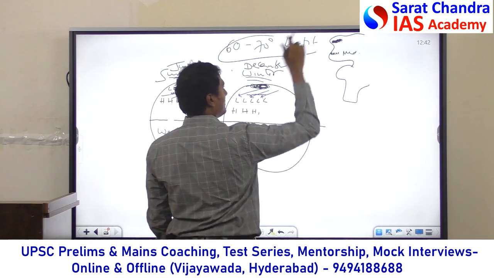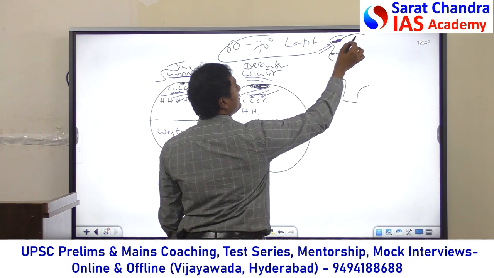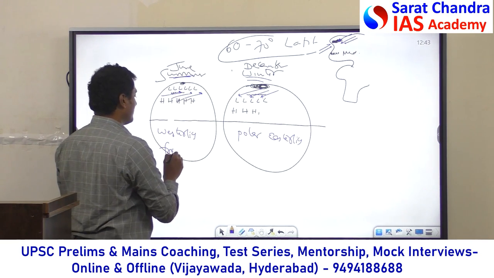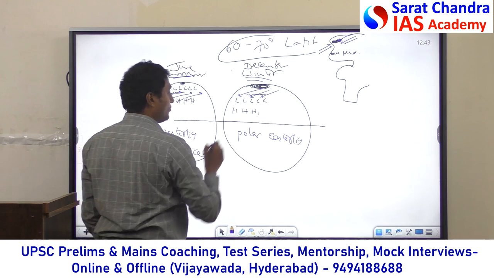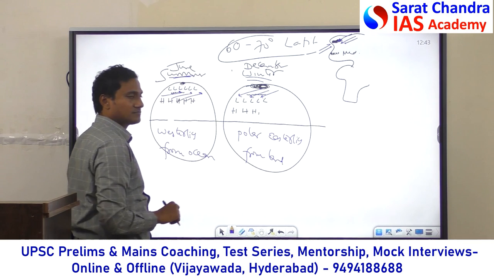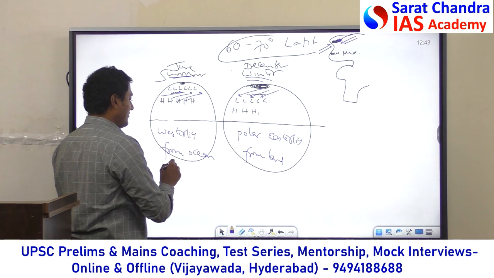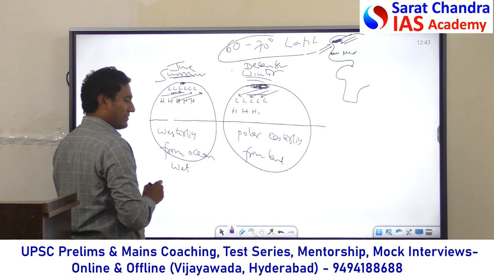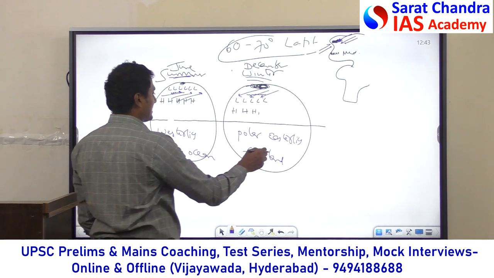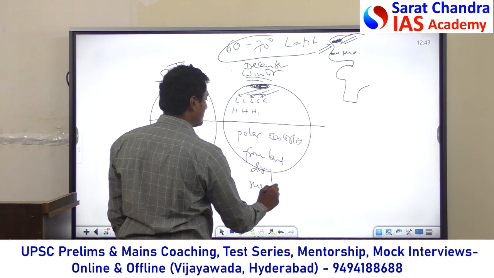Now, look at this map. Westerlies come from ocean. Easterlies come from land. Polar easterlies come from land. Now, as the westerlies come from ocean, they carry moisture and cause very good rainfall. And as easterlies come from land, they are dry and bring no precipitation.